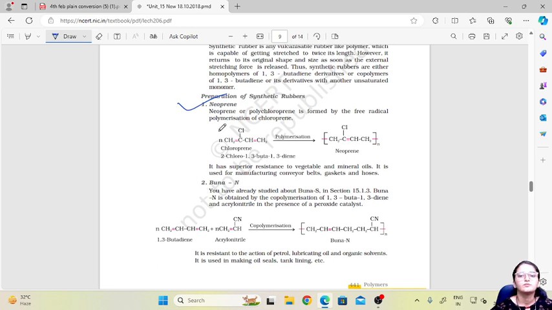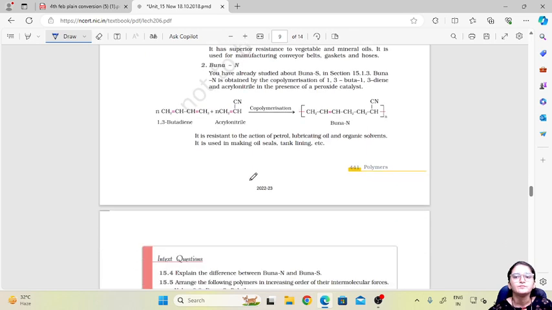Preparation of synthetic rubbers. First we will see neoprene. It is prepared by free radical polymerization of chloroprene. So this is chloroprene, which is undergoing polymerization to give neoprene. Now what are the uses? It has superior resistance to vegetable and mineral oil. So that's why it is used in the manufacture of conveyor belts, gaskets and hoses.